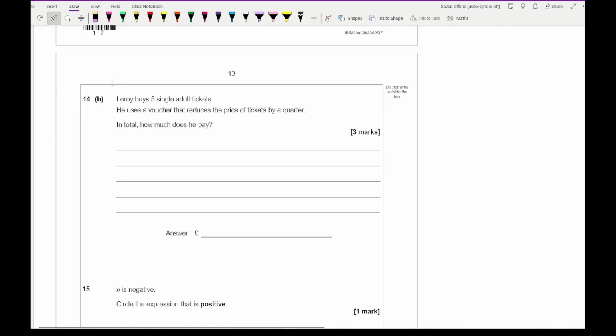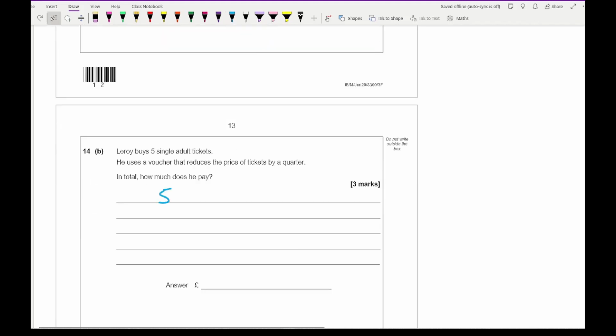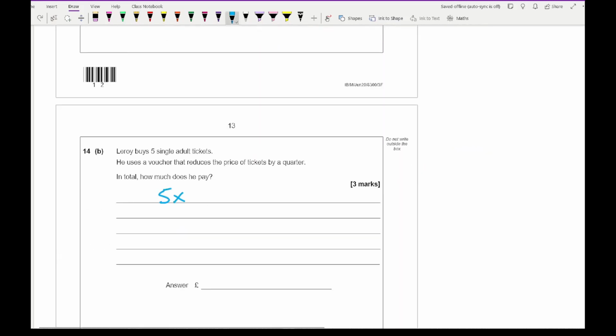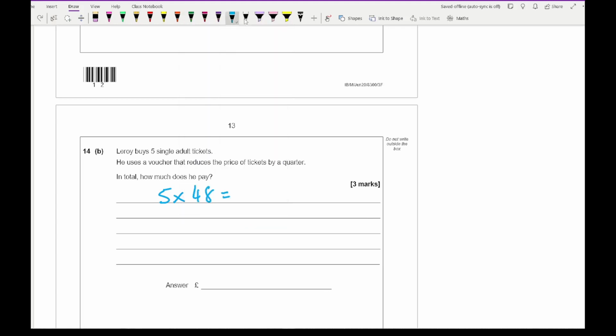Question B, it says Leroy buys 5 adult tickets. He uses a voucher that reduces the price of the ticket by a quarter. How much does he pay? So 5 adult tickets, so 5 times, and the adult ticket was £48. 48 times 5, which is 240.